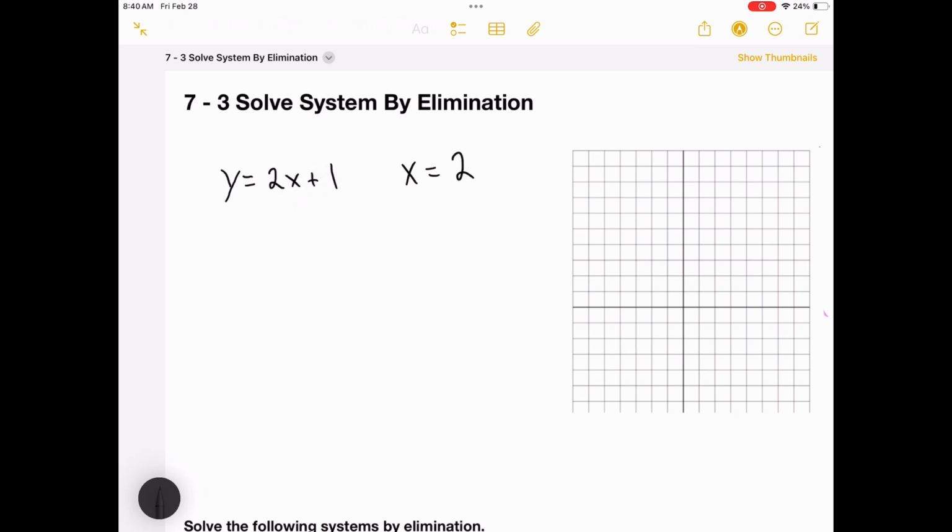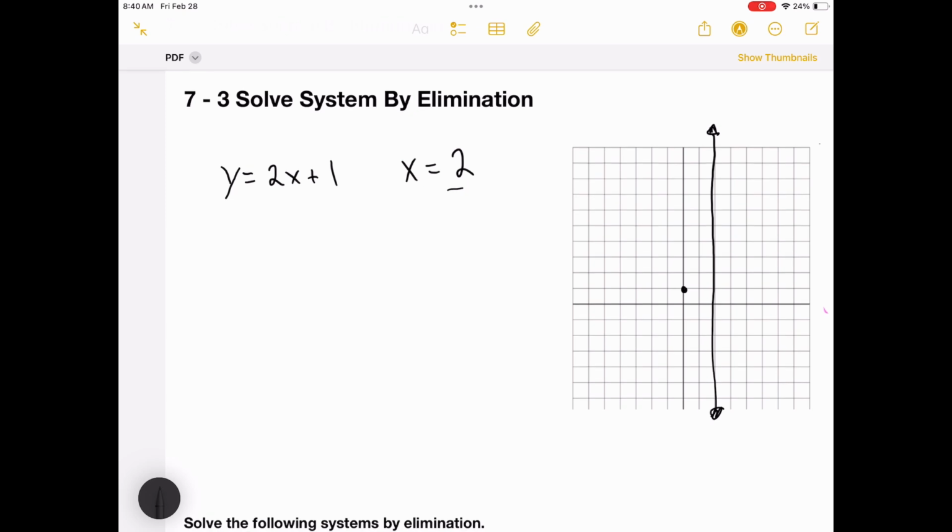So these are actually equations of two lines. I'm going to go ahead and graph them. So I'm going to start with this one right here. X equals 2 is a line that goes straight up and down. And y equals 2x plus 1 is a line that has a y-intercept of 1, goes up 1, 2, over 1, up 1, 2, over 1. There you go. So it's a line that looks like that. It's kind of a bad line there.